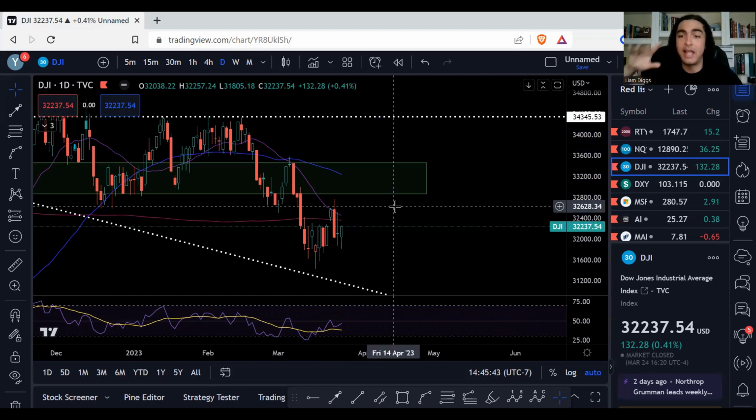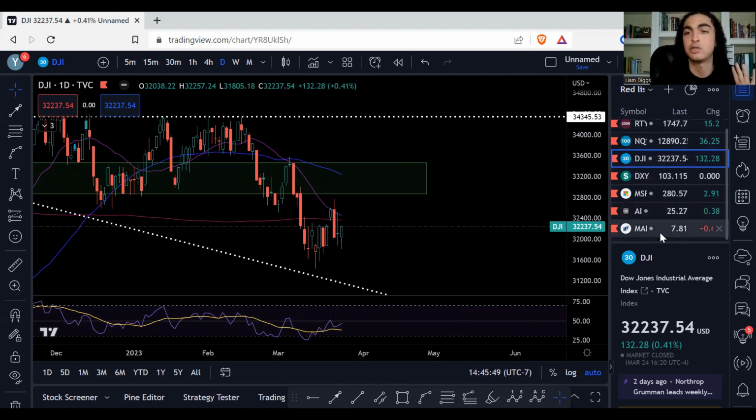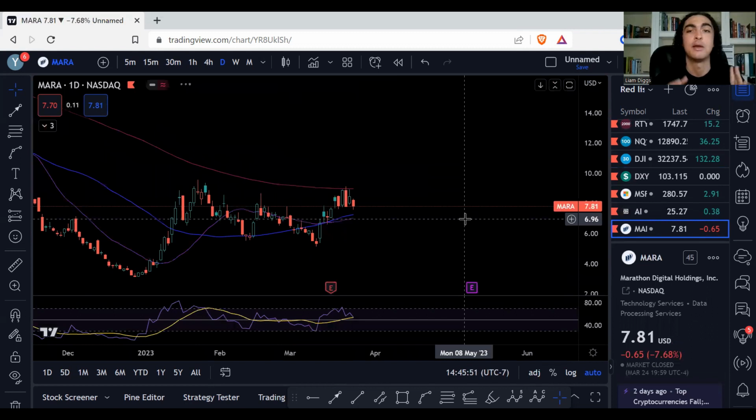Now, it is time for my trade of the week. I got something a little bit special for you guys. This week, we are looking at Marathon Digital Holdings. The ticker symbol is M-A-R-A, Mara. Let's go ahead and draw some lines, and I'll show you exactly what I'm looking at.